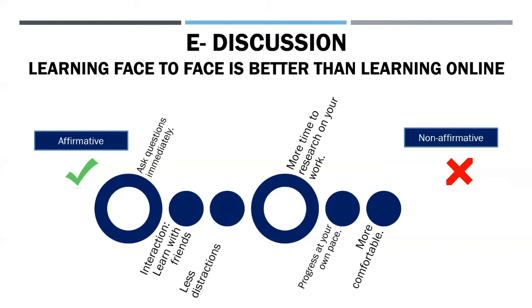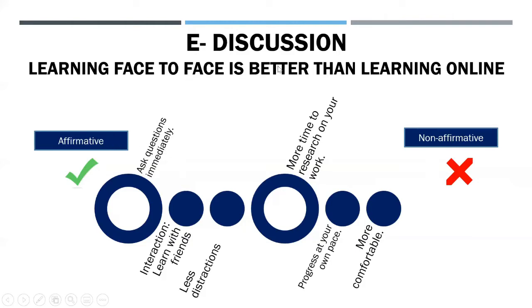Okay. So, affirmative. Learning face-to-face is better than learning online. Why? Because when you learn face-to-face, you can ask your teacher questions immediately, which is what I prefer, rather than teaching online and then I have 20 people from different levels asking me questions. It's so hard. It's easier when I teach you face-to-face and you can ask me a question in the classroom.